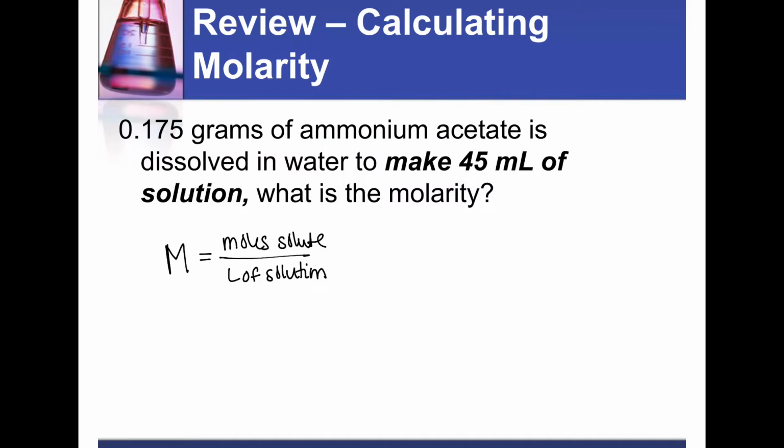When I read back over the problem, it says that I have 45 milliliters of solution. So I can pretty easily get from milliliters to liters. And then to find my moles of the solute, it tells me that I have 0.175 grams of ammonium acetate. That's what there's less of, so that's the solute, and I'm going to use that to find the moles of the solute.